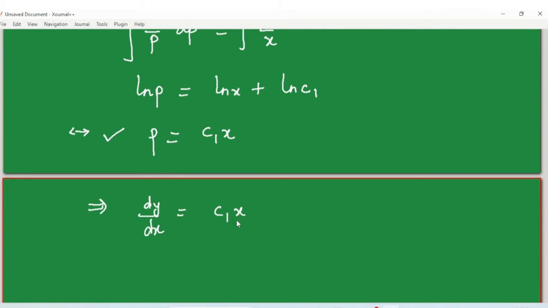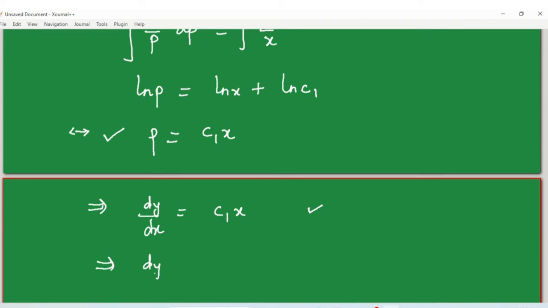Going back to the notational introduction, the notation p was introduced by us for dy by dx. So replacing the value of p back by dy by dx, it becomes again a first order differential equation, but now this time in y and x. Again we see that it's a first order differential equation of separable type, which is very easy to solve.